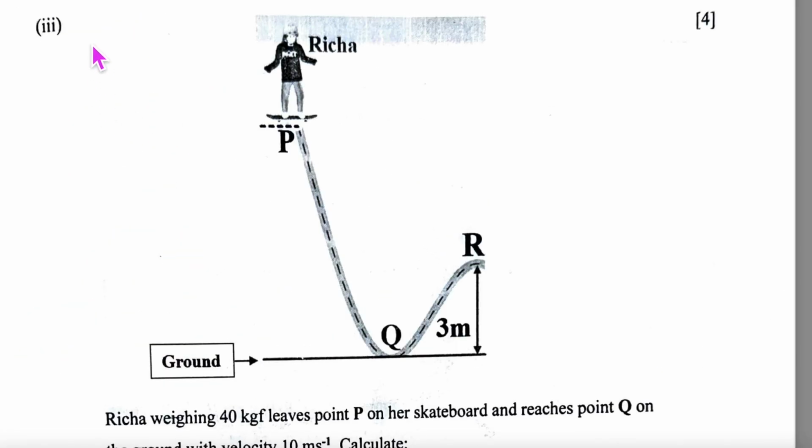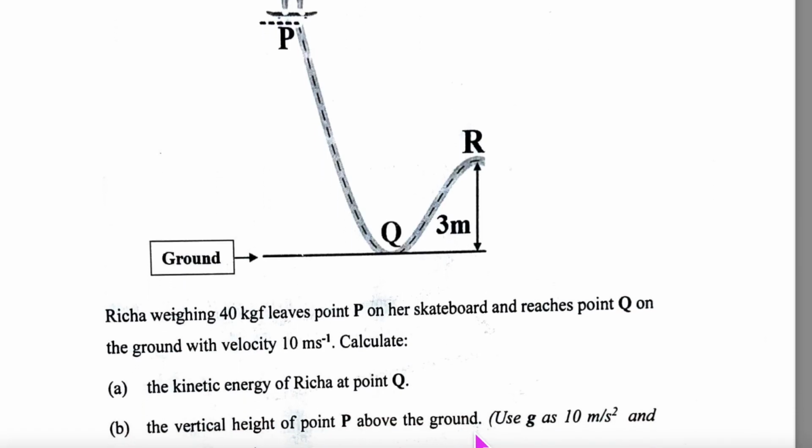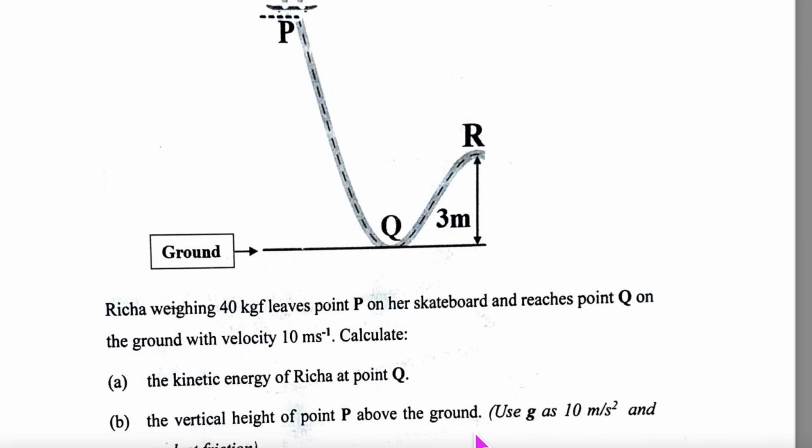Question number 6, subpart 3. Richa is at P and she comes down the slope like this on her skateboard, reaches Q, and she reaches Q at 10 centimeters per second. That's the velocity. Calculate the kinetic energy of Richa at point Q.